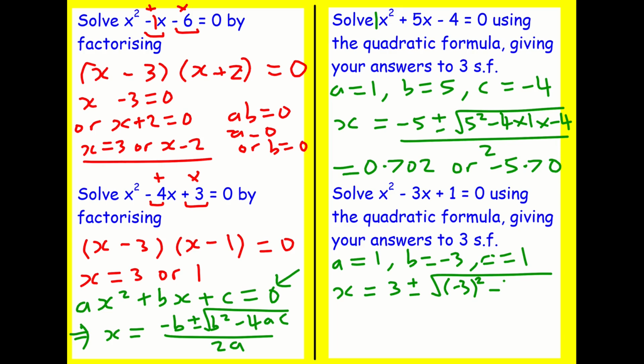Then it's going to be -4 times 1 times 1. You can actually take shortcuts because 4 times 1 times 1 is actually just 4. So you don't even need to put that bit into your calculator. But you can if you like, if you just want a set method that will work. And then we're still divided by 2 in this case.